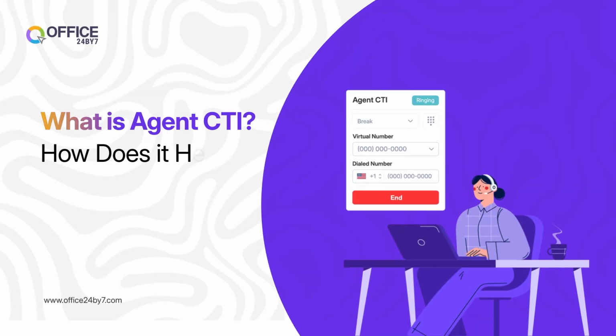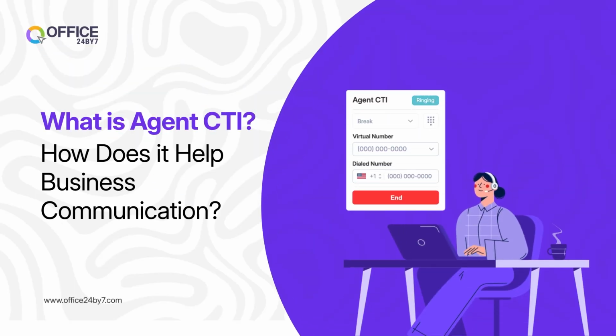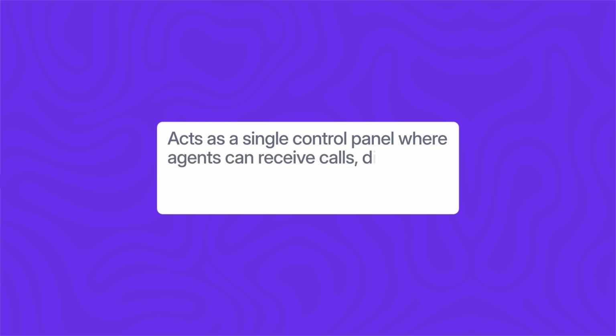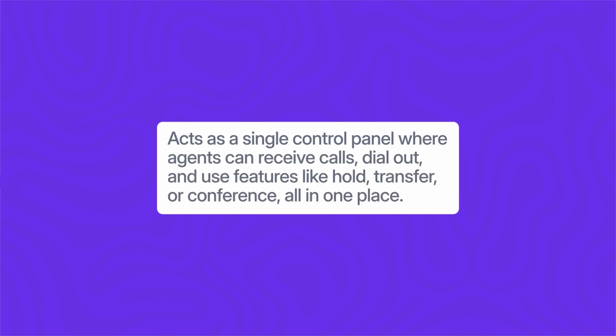Hello everyone. In today's video, we are going to explore the Agent CTI in Office 24x7. Agent CTI, or Computer Telephony Integration, helps agents manage both inbound and outbound calls directly from the Office 24x7 platform without switching between devices or tools. It works as a single control panel where agents can receive calls, dial out, and use features like hold, transfer, or conference, all in one place.